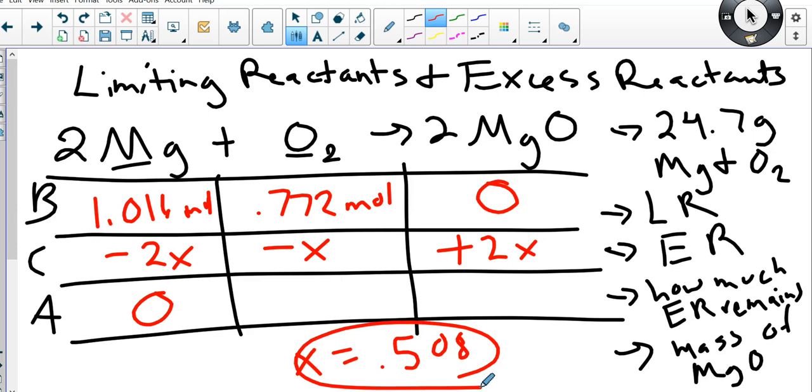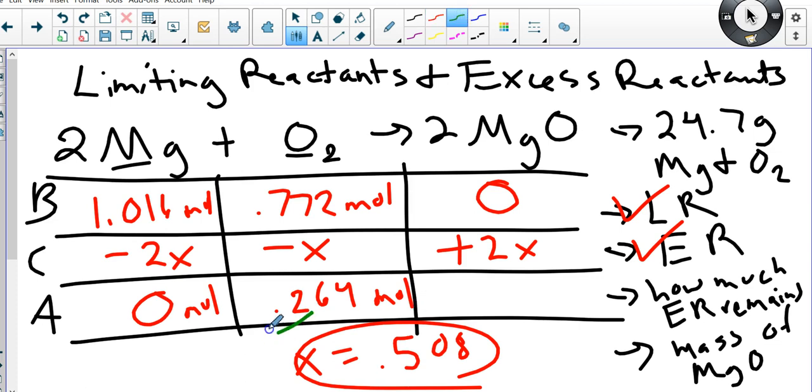So first of all, we have determined the limiting reactant. It's magnesium. Check. The excess reactant is oxygen. Check. How much is left though? So 0.772, and I want the mass, minus 0.508 is 0.264. Been doing this all day. So that's the number of moles. Does that tell me how much is left? Yes, but am I done? No.